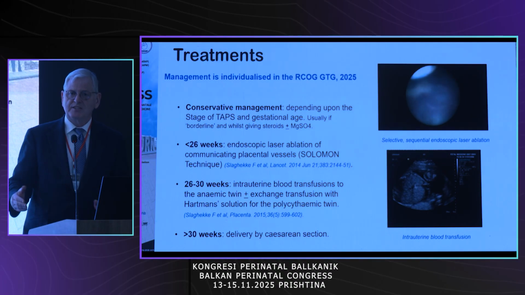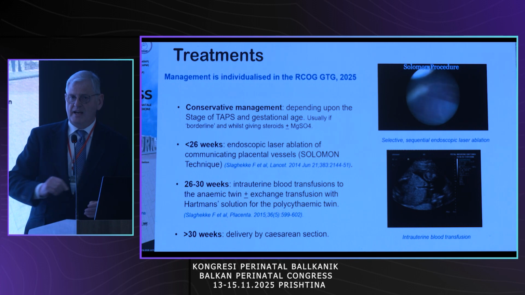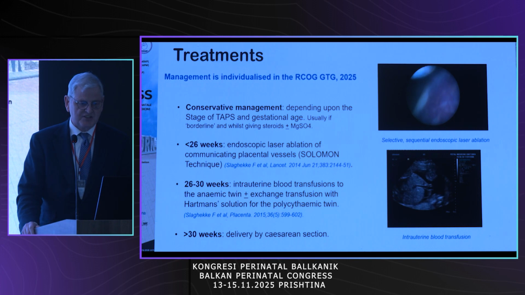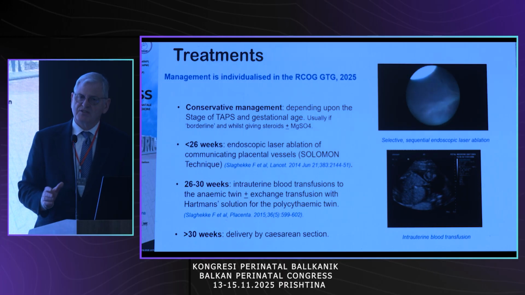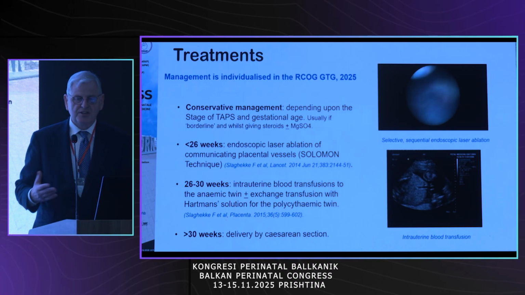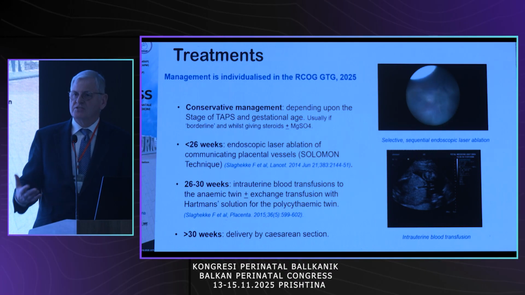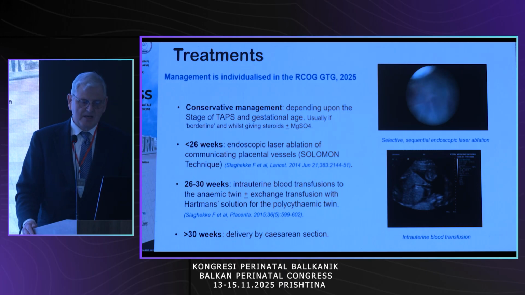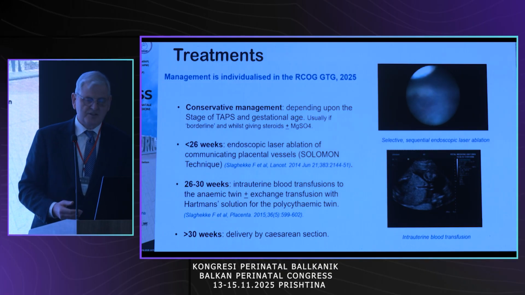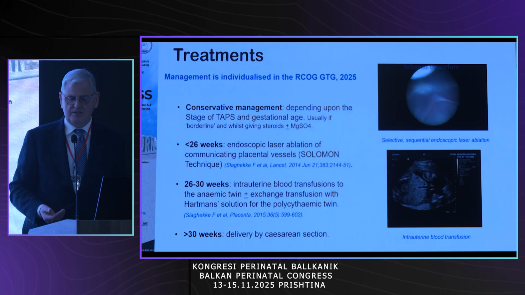by treating twin-to-twin transfusion syndrome by using the Solomon technique, where you laser right the way across the placenta, ablating all vascular vessels. And then between 26 and 30 weeks of gestation, as a prelude to delivery, intrauterine transfusion can be used to treat the anemic fetus just prior to delivery. And obviously, if the diagnosis is made after 30 weeks of gestation, then delivery can ensue.